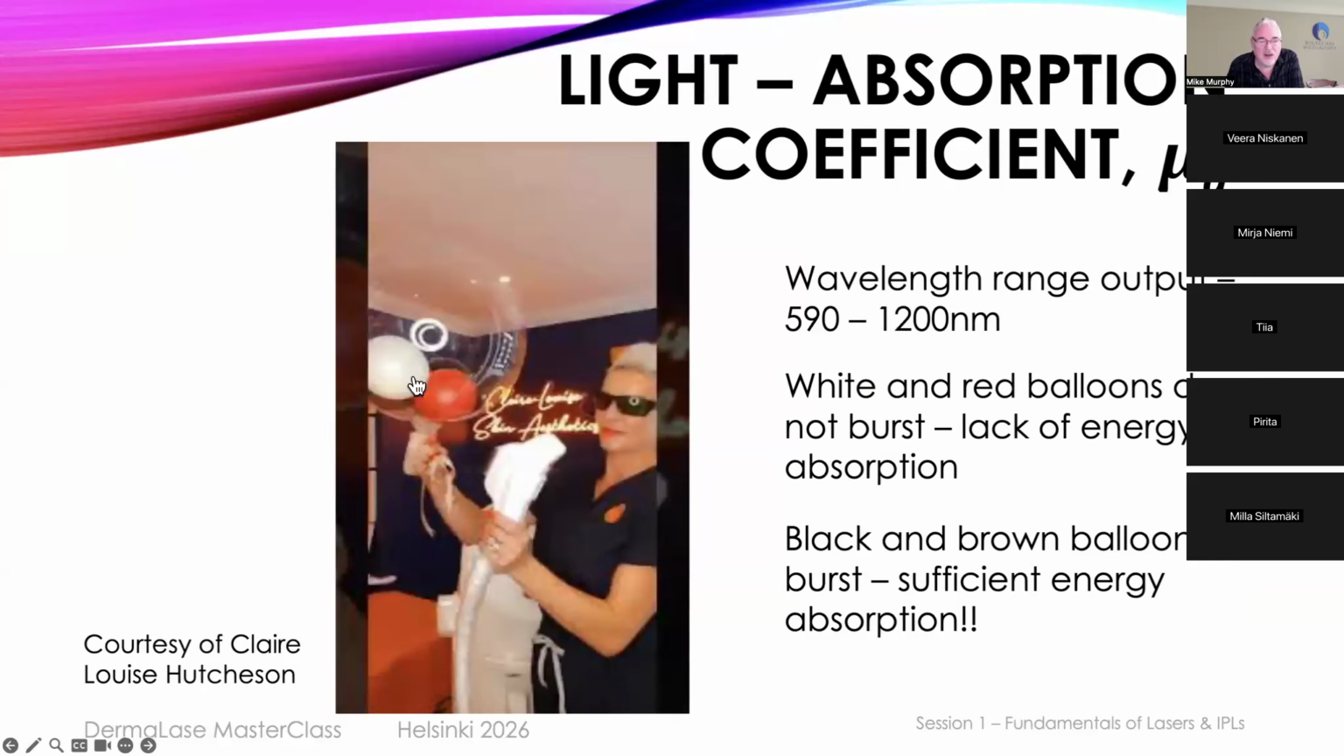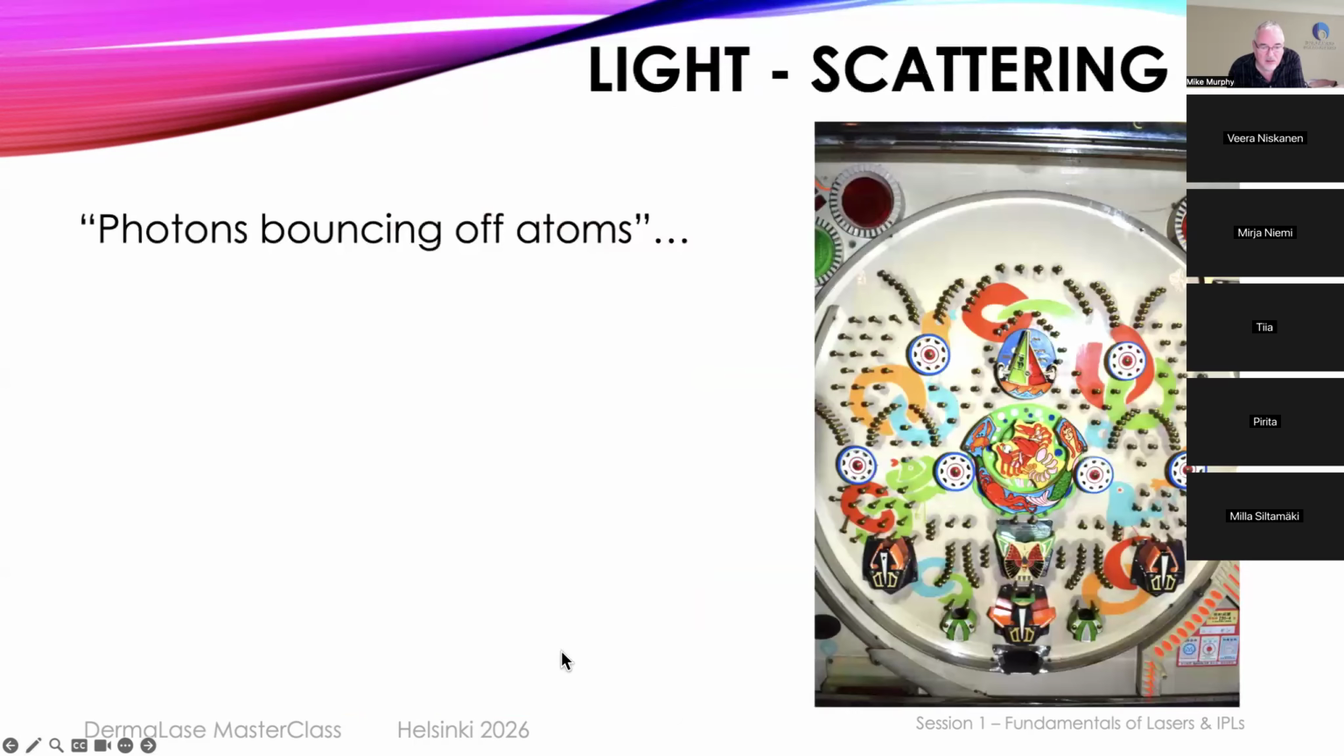What she's done is she's got this transparent balloon, and inside it she's got a white balloon, a red one, a black one back there, and a wee brown one back there. And she's got an IPL system, and she's put in a certain filter. I can't remember, a 590 filter. There you go. And when she fires it through the transparent balloon, the white and the red do not burst because the absorption coefficient is so low for these wavelengths, but the brown and the black do burst.